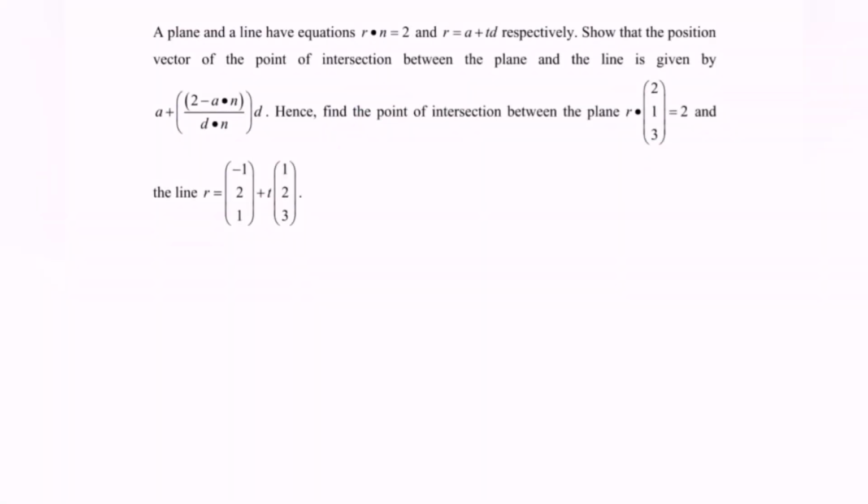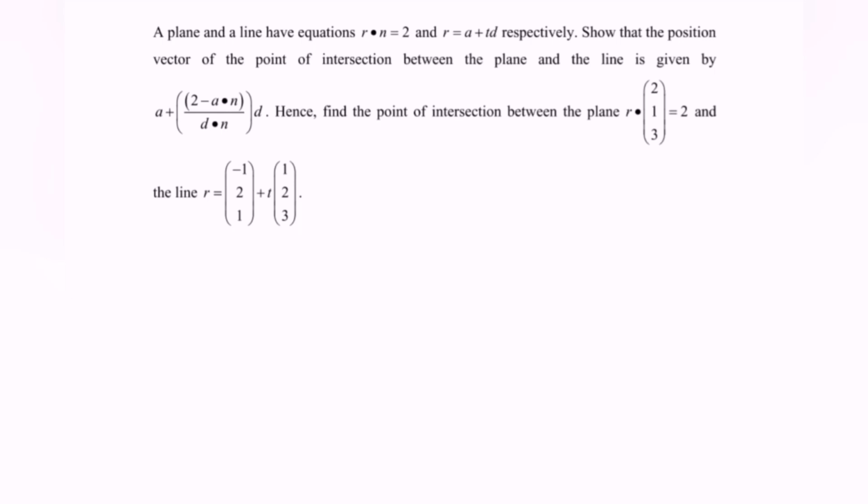A plane and a line have the equation r dot n equals 2, and the equation of the line r equals a plus td, respectively. Show that the position vector of the point of intersection between the plane and the line is given by the expression. Hence, find the point of intersection between the plane r dot (2, 1, 3) equals 2 and the line r equals (-1, 2, 1) plus t(1, 2, 3).